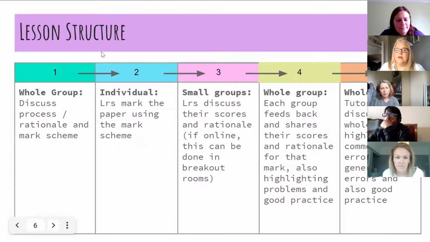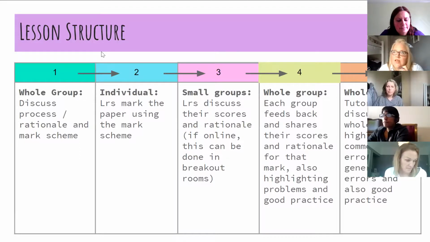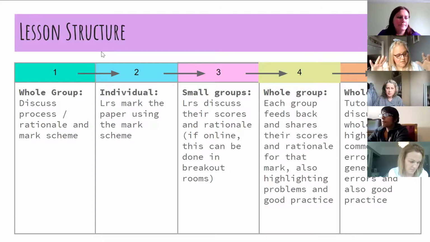So then, as a whole group, we would look at each question. We'd look at good practice as well. So what's gone well? What did that learner do that you liked? What did you not like? And then you would come up with the final score for the exam. And for me, it gives the power back to the learner. It empowers the learner to be able to make the right decisions when they're doing the exam.